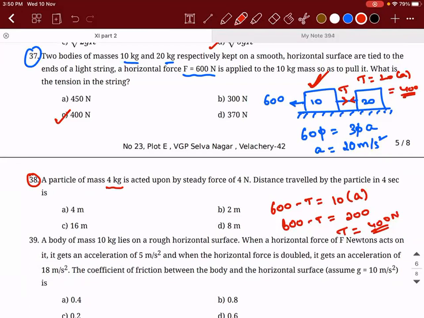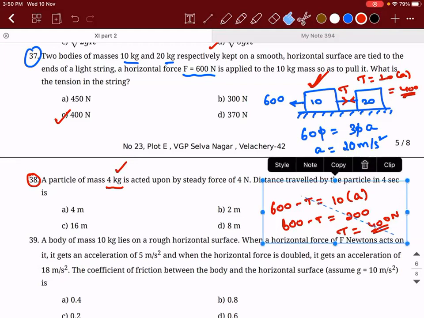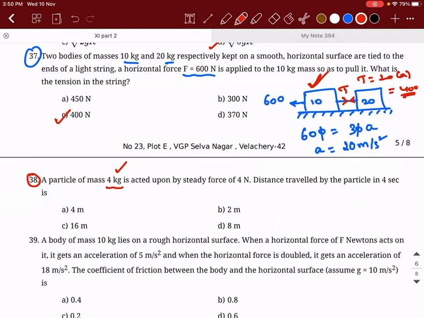38. There is a particle of mass 4 kilogram which is acted upon by a steady force of 4 Newton. Distance traveled by the particle in 4 seconds. So how to solve this? The particle is acted upon by a force of 4 Newton, so the acceleration of the particle is 1 meter per second square. Distance traveled in 4 seconds, S is equal to half a t square. Half into 1 into 16 is going to be 8. So for 38, the option is 8.